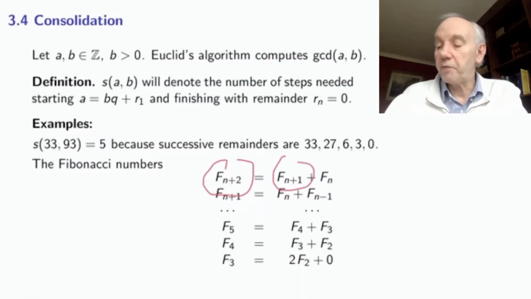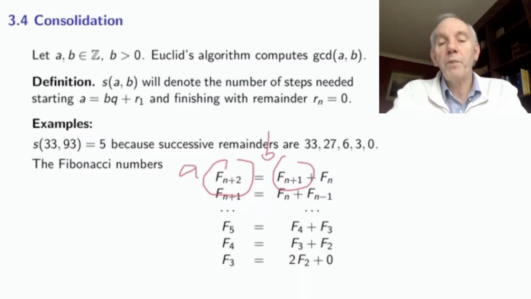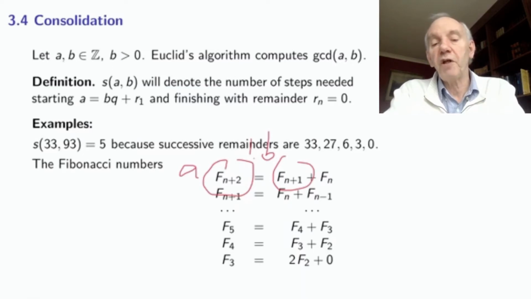Because if I take A to be f_{n+2} and B to be f_{n+1}, then I have to divide A by B. Well, f_{n+1} will only go once because the difference is f_n, which is smaller than f_{n+1}. So the quotient is going to be 1 and the remainder is going to be f_n, by the recurrence relation.